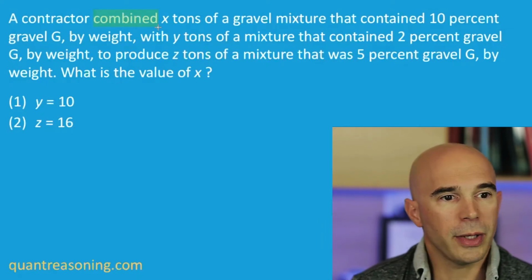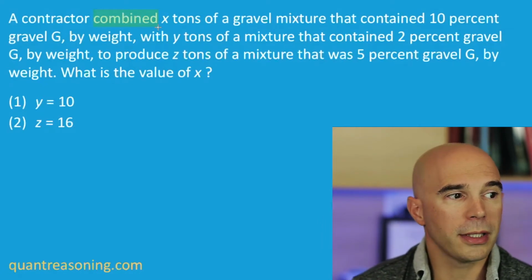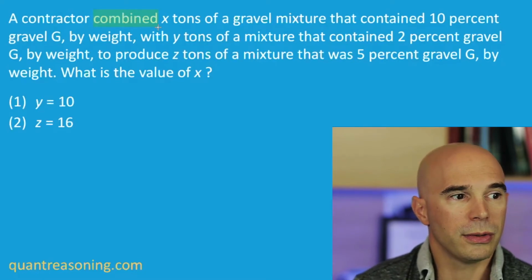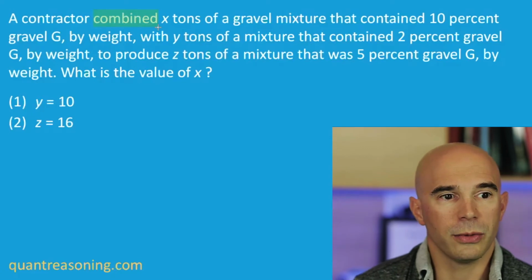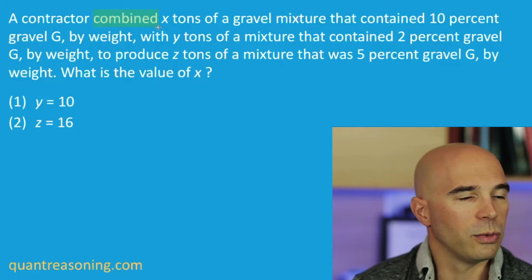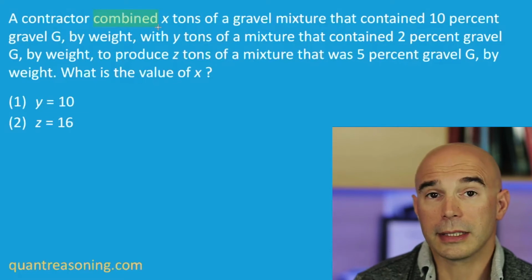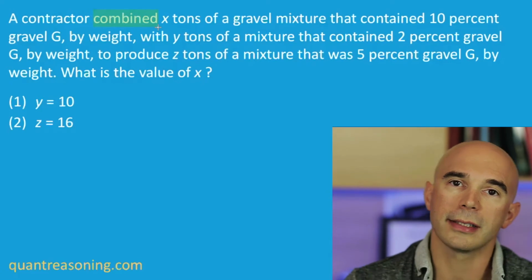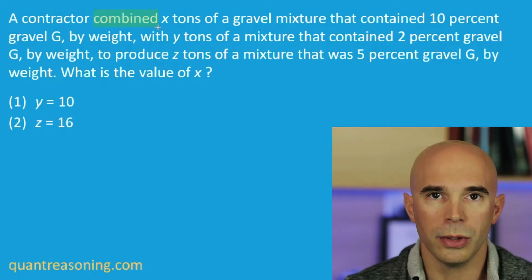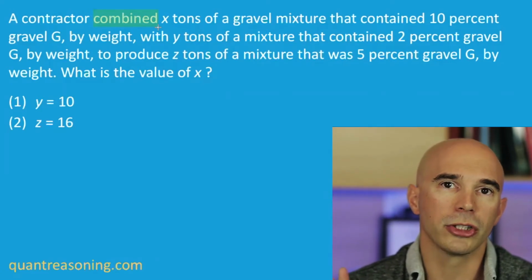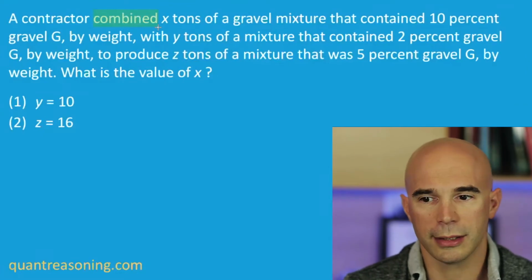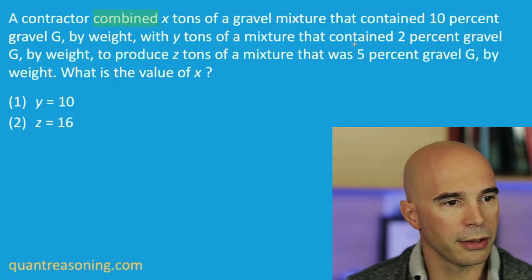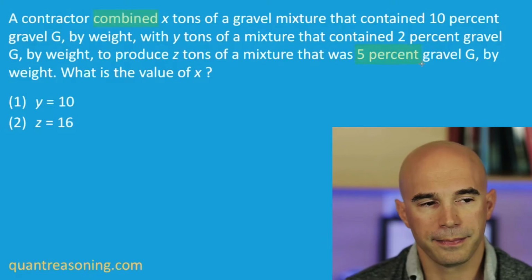And as I continue to read this question, I see that here in this problem, the property is the percent gravel. And we have two types of gravel, one with 10% and one with 2%. And I'm expecting to see that the combined mixture has somewhere in between those two numbers. It has to be, just logically speaking, somewhere in between 2% and 10%. And indeed, we get to that number a bit later on, and we see that it's 5%.